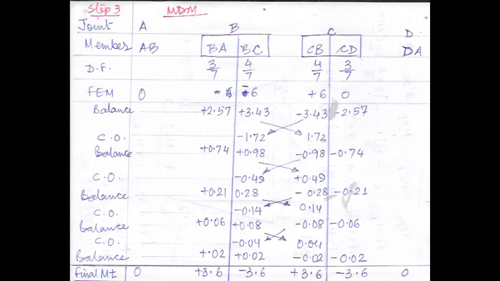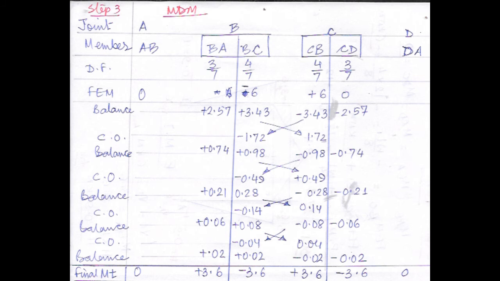Now let us look at the last step. This plus 3.6, minus 3.6, all these values, how did you get them? You have done the summation starting from the first line of the balance. What was the first line? 2.57. See, from the value of the FEM, you have to start and add all the values. So plus 3.6, how did we get it? Let us start with the value of AB, member AB. It was 0 initially, FEM 0, so finally it is 0, so it is direct.